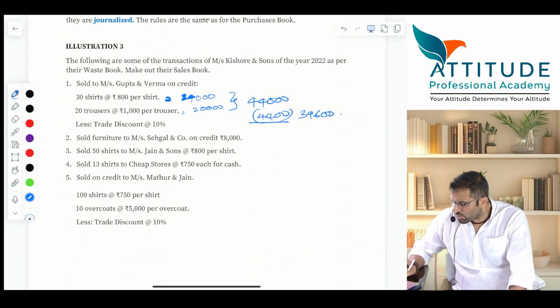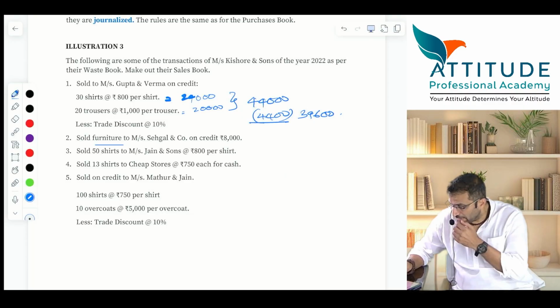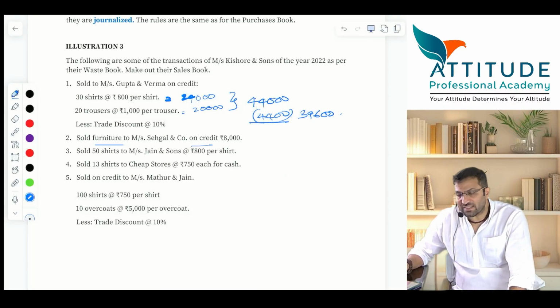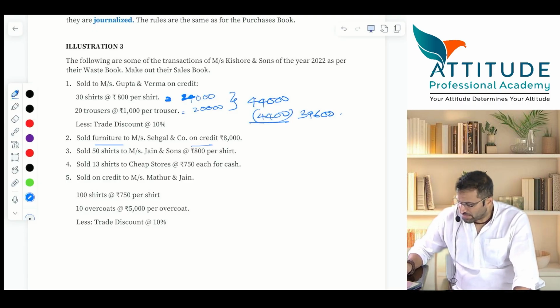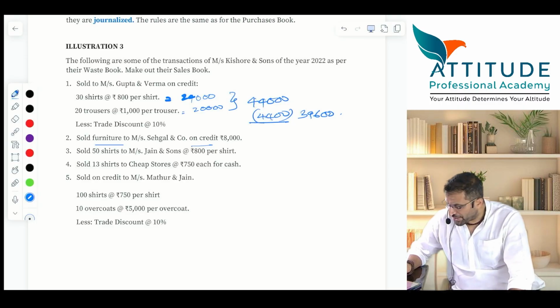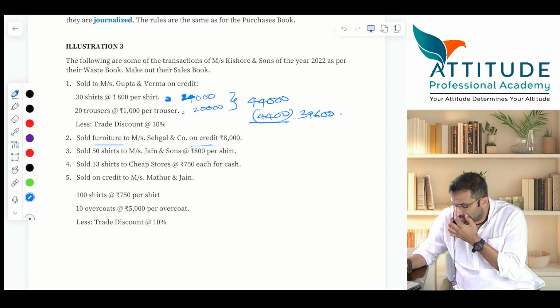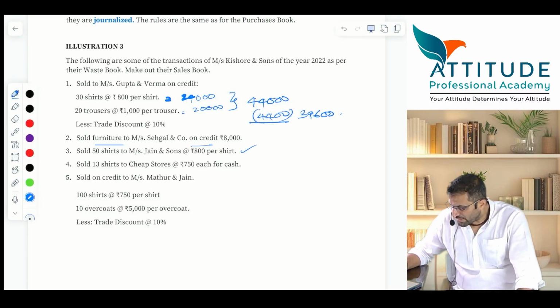Sold furniture. Will it come? Why? It is on credit, no? Why doesn't it appear in the sales day book? Fixed assets. Very good. So it will not appear. Then sold 50 shirts to Jain and Sons. Will it appear? It will appear. Is that clear?